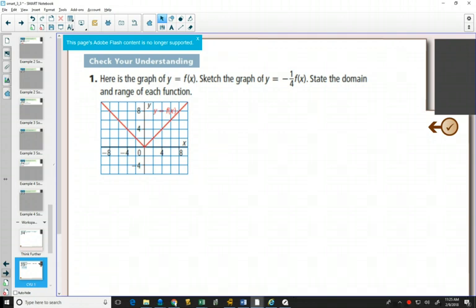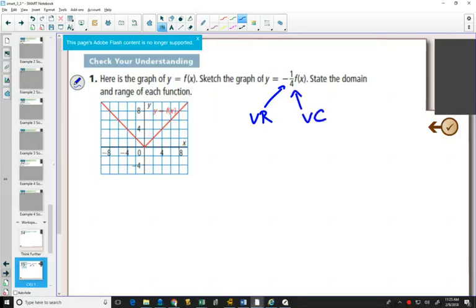In this case, that -1/4 is outside of the function. It's not inside where the x is. So because it's outside of the function, it's going to affect things vertically. The negative is going to be a vertical reflection. The 1/4, I'll just do abbreviations here, would be a vertical compression. Okay? Algebraically, we're going to combine both of those things and say we're going to multiply our y values by -1/4.